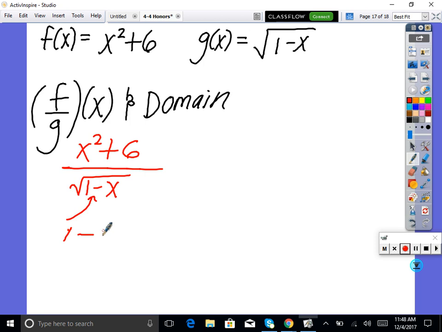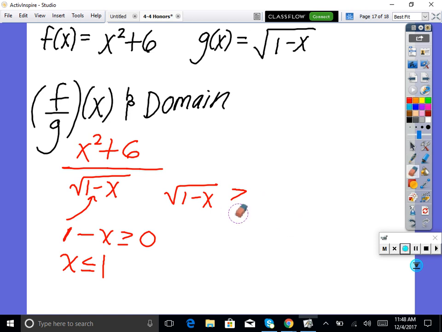The first is 1 minus x must be greater than or equal to 0. Subtract 1, divide by -1, so we need to change our inequality if we do the algebra that way. Or we could add x over. So we're going to have x is less than or equal to 1. And then also it's true to say the square root of 1 minus x must be not equal to, just greater than 0. What I meant to say is cannot be 0. Sorry, I'm still thinking about this.